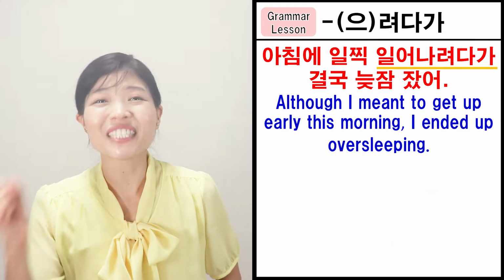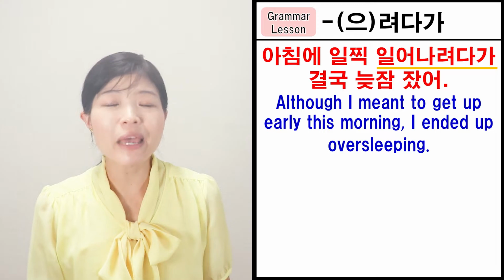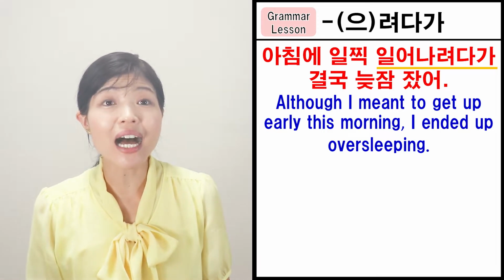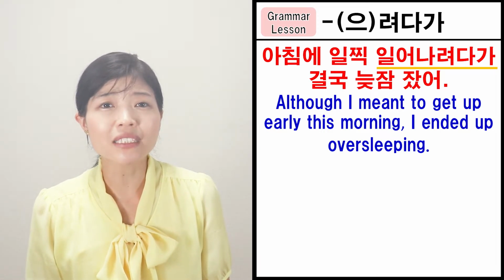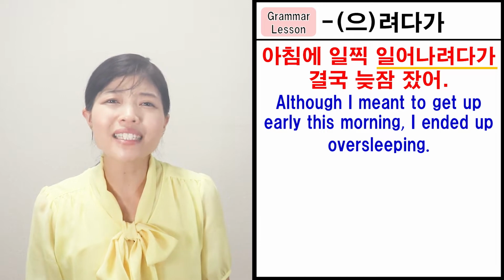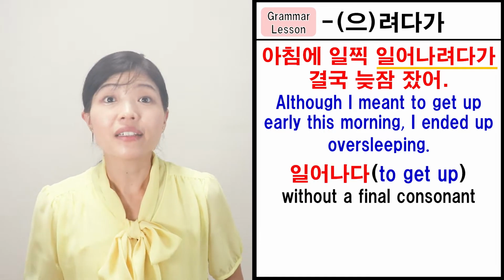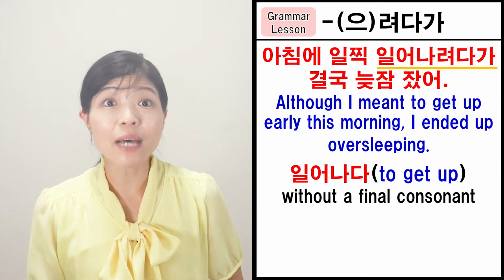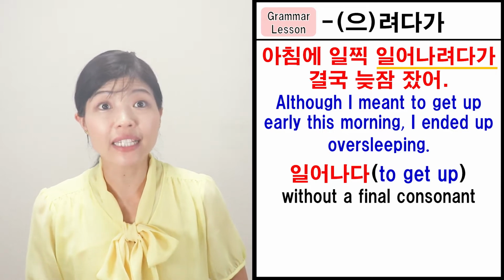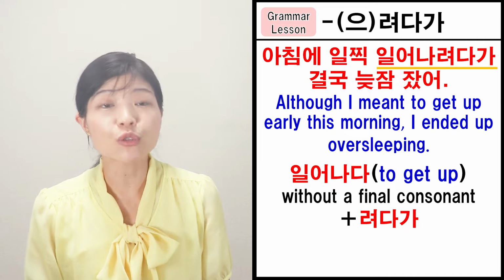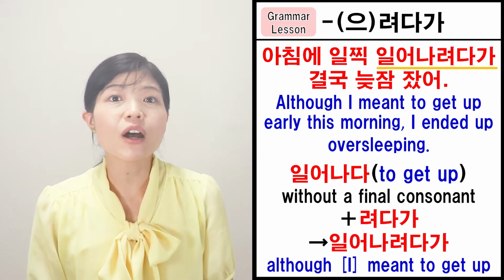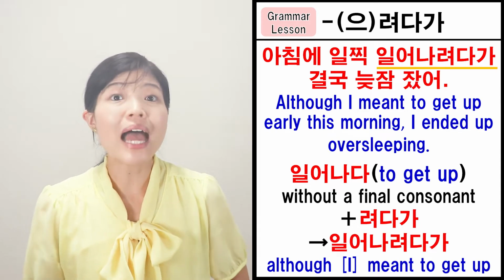Now let's read some example sentences. 아침에 일찍 일어나려다가 결국 늦잠 잤어. Although I meant to get up early this morning, I ended up oversleeping. Here, since 일어나다, to get up, does not have a final consonant, you will attach 려다가 to a verb stem to make 일어나려다가, although I meant to get up.